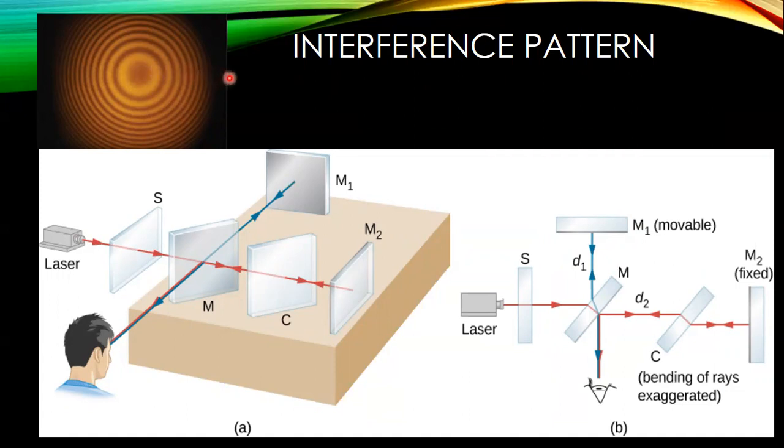What's important is what is at the center of this pattern. At the center of this pattern, we see a dark fringe. That is because the path length difference between this leg of the arm, the blue leg, is 1/4 of a wavelength difference compared to this leg right here.